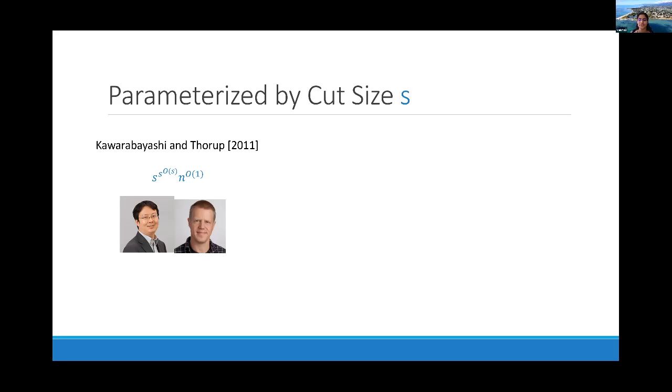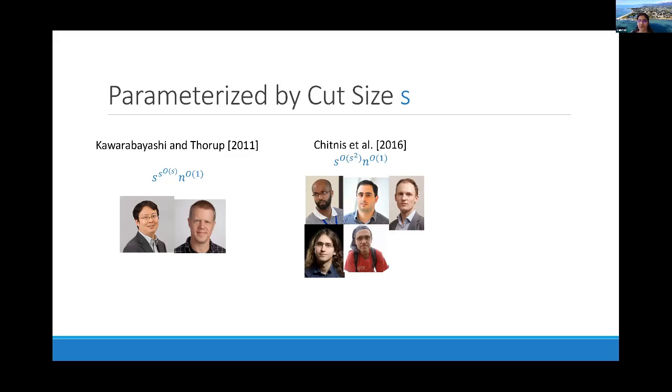They gave an s to the s time algorithm. But here, they introduced a very useful notion, which we also use in our algorithm, called unbreakability. They didn't formalize it, but they used it first. This notion is used in all the following algorithms parameterized by the cut size, and in particular in ours as well. So Chitnis et al. in 2016 improved the runtime to s to the s squared, and they formalized the notion of unbreakability.